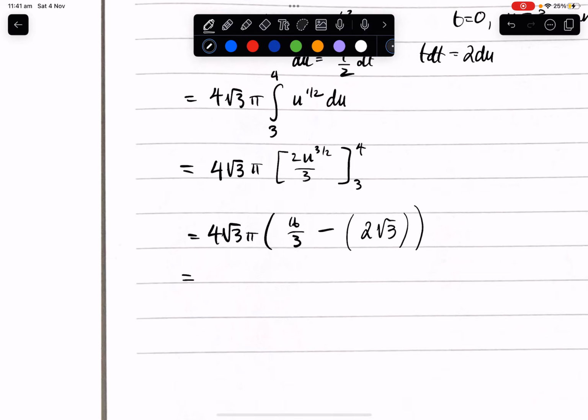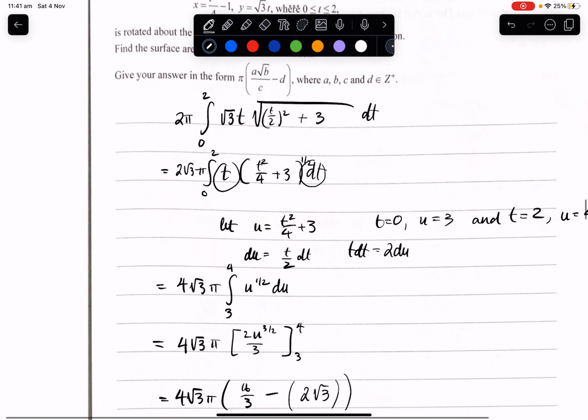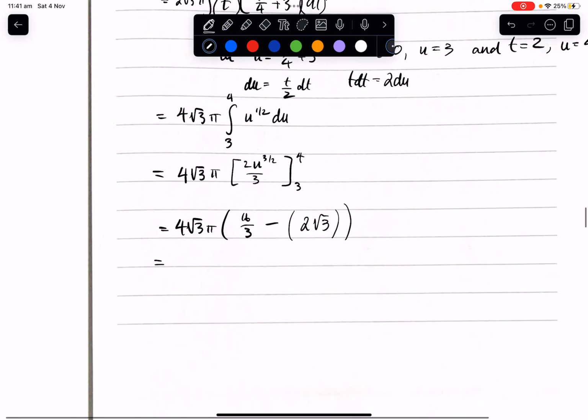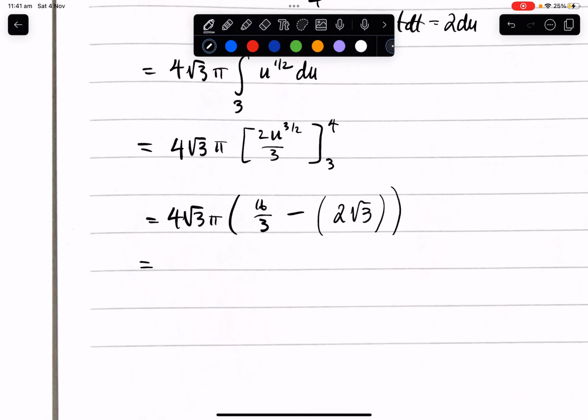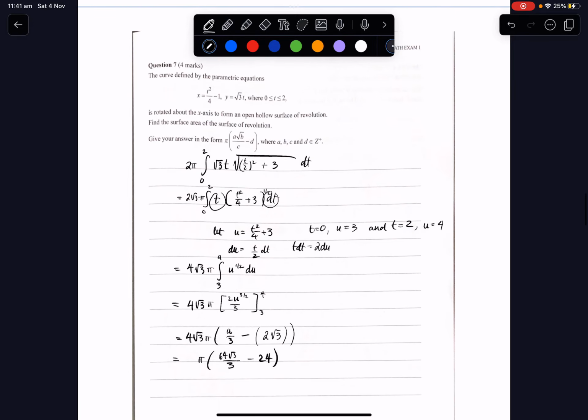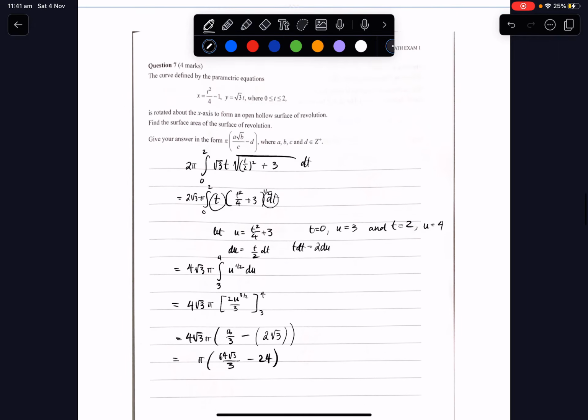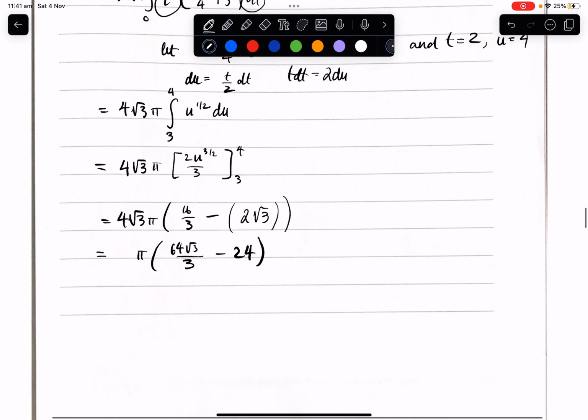And what's the form they want? So they just want me to keep the pi outside and put everything else in. So pi, and then 64 root 3 on 3 minus 4 times 2 is 8 times root 3, which is 24. And is it meter squared, or what is it? Oh, just units squared. It's a surface area.